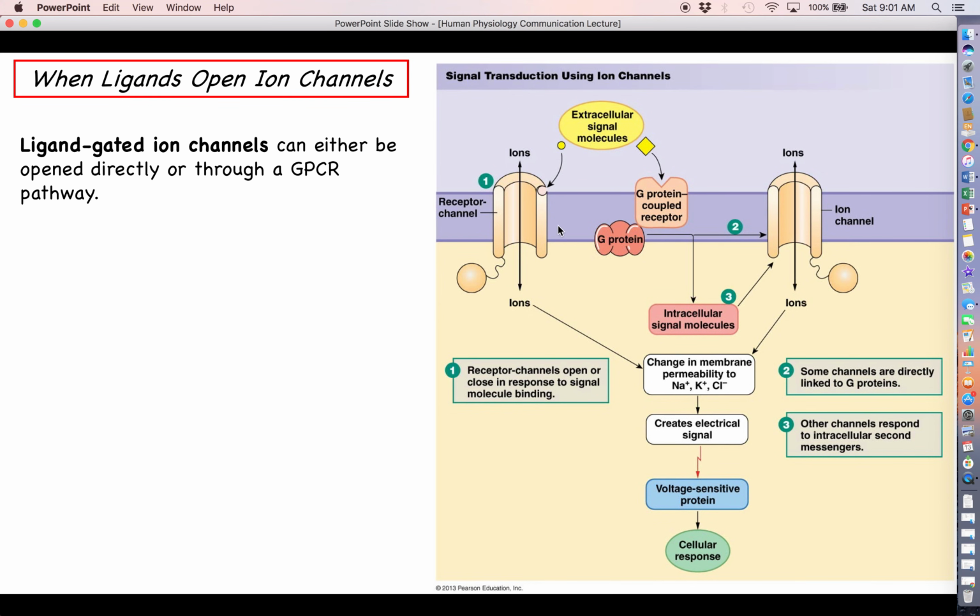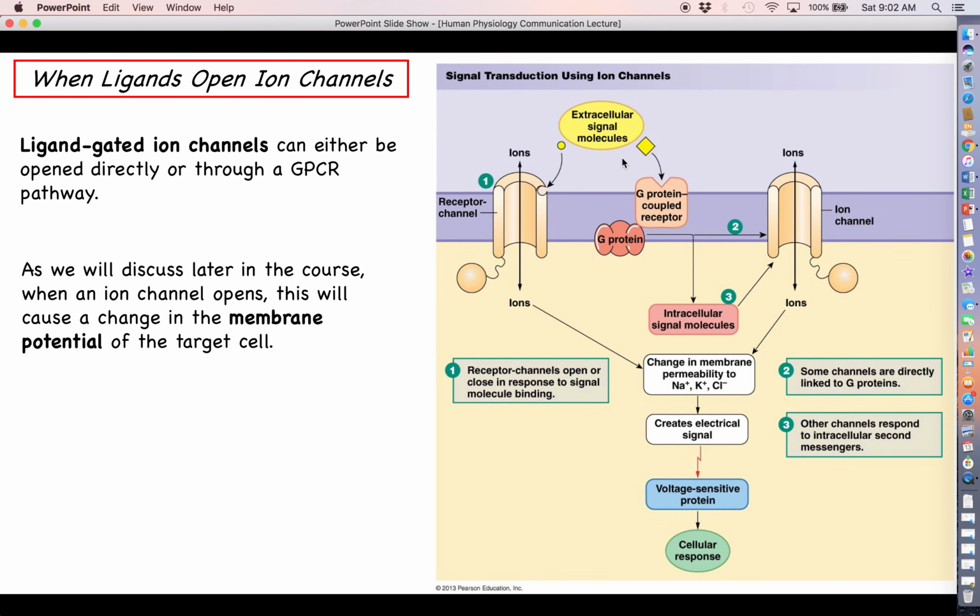Either the ion channel itself is a receptor, which is what you see here on the far left. The ligand binds to the channel and the channel opens, so that should happen very quickly there. Or alternatively, we can open an ion channel through a G-protein coupled receptor pathway, which is going to be a little bit slower. As we're going to discuss later in the course when we start talking about the nervous system, opening an ion channel is not a trivial thing. It's going to have very serious implications for how a cell behaves.